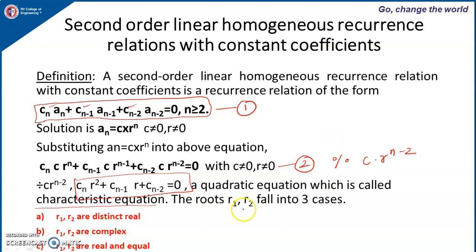So the quadratic equation will have two roots, r1 and r2, and there are three types of roots for the quadratic equation. First, r1 and r2 are real and distinct. Second case is when r1 and r2 are complex, and the third case is when r1 and r2 are real and equal. So in this video lecture I will discuss the first case when r1 and r2 are distinct and real.